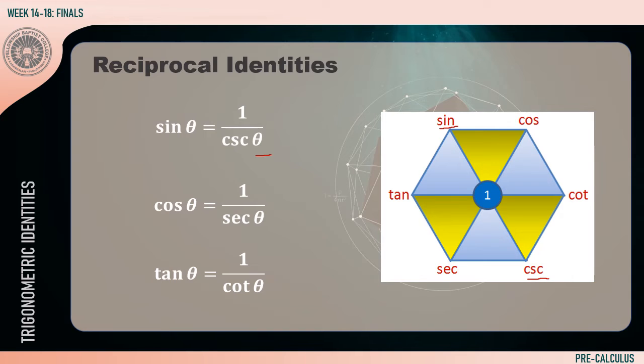Cosine. Ang opposite sa cosine is secant. So we have 1 over secant. Reciprocal. Tangent is 1 over cotangent. So take note lang kung anong opposite niya sa hexagon.